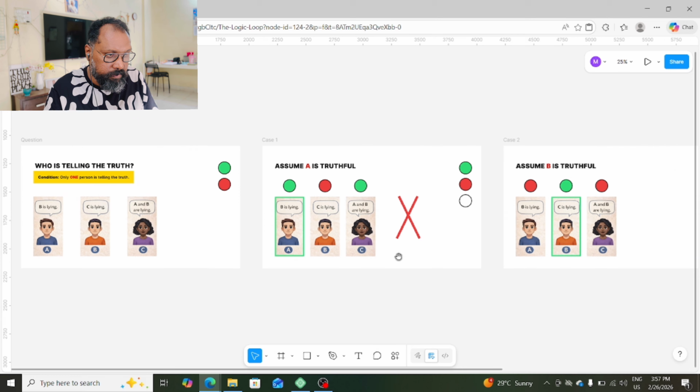So let me put a tick mark over here. So case 2 is qualifying. Now let's check with case 3 then. So now let's test case 3.